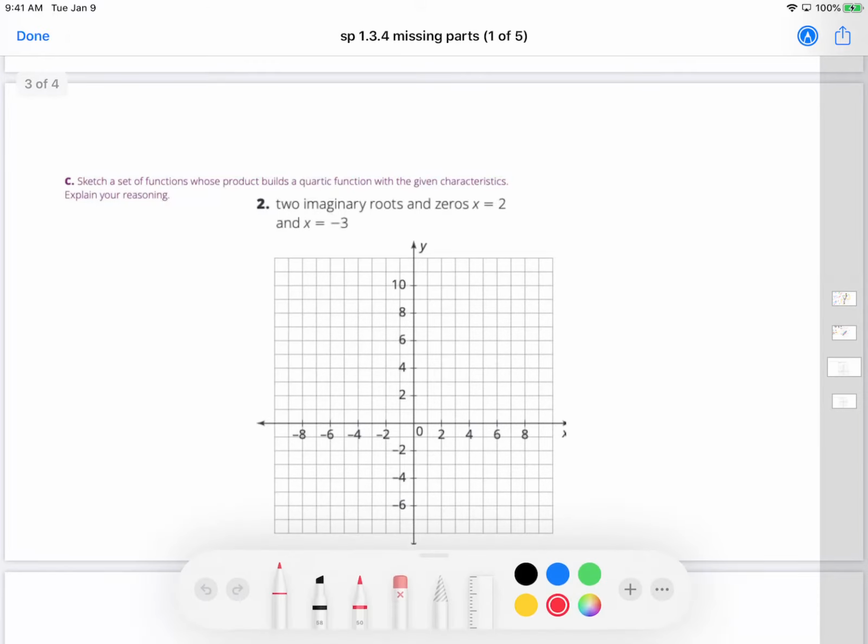All right, let's go over C3, sketch a set. So we have to build it by linears and quadratics whose product, so when you multiply them, makes a quartic function. Let's do this in red. Quartic is x to the fourth. Okay, how do I build that?